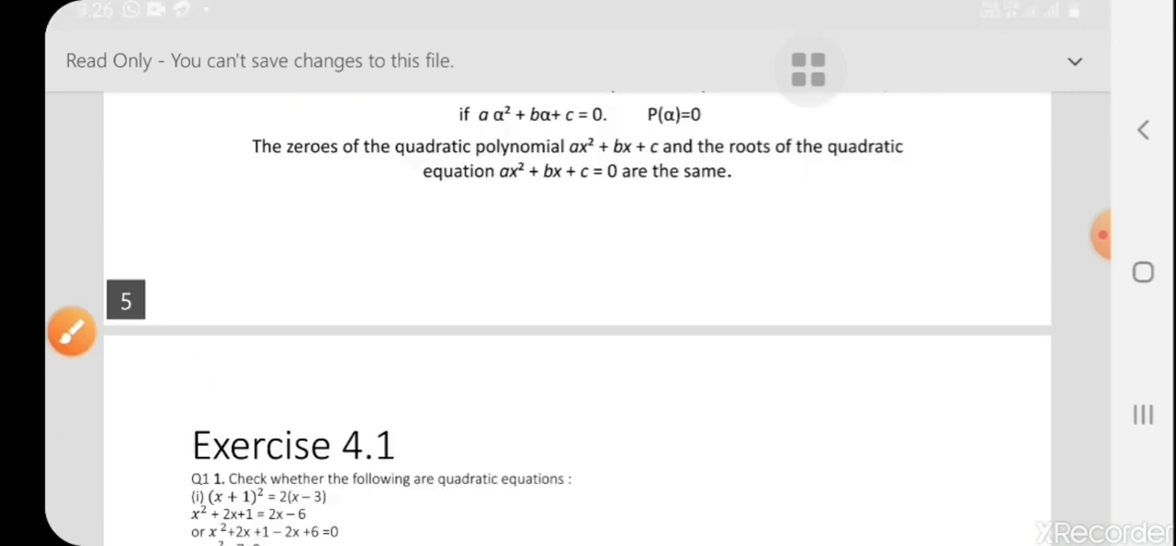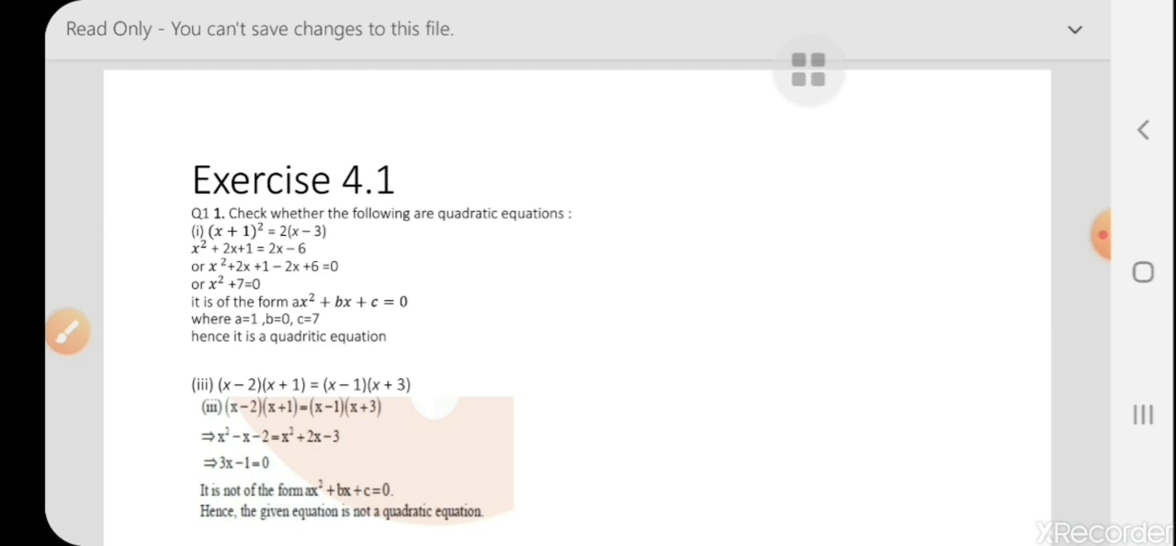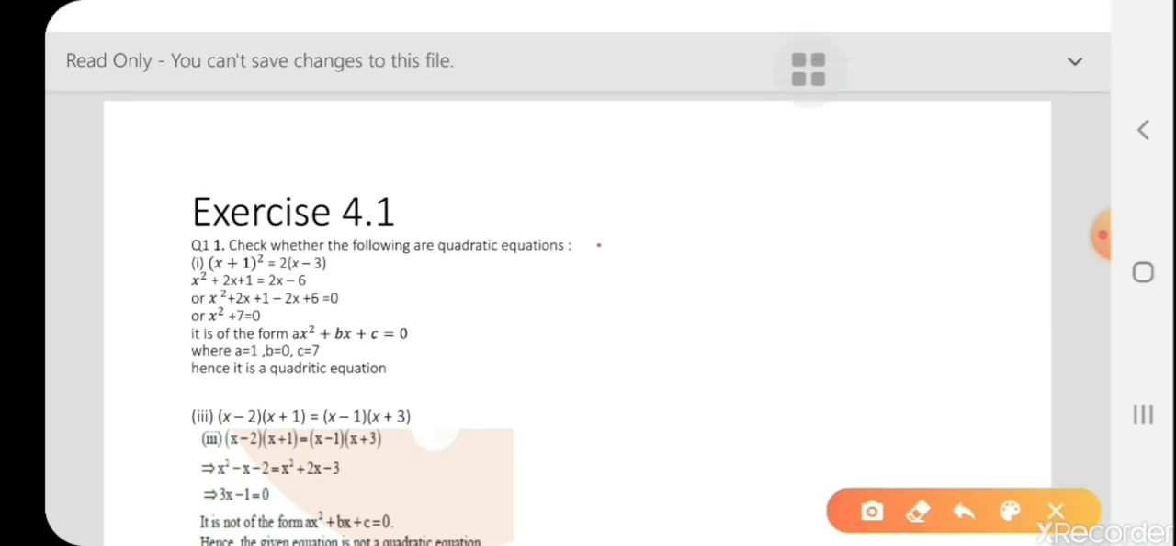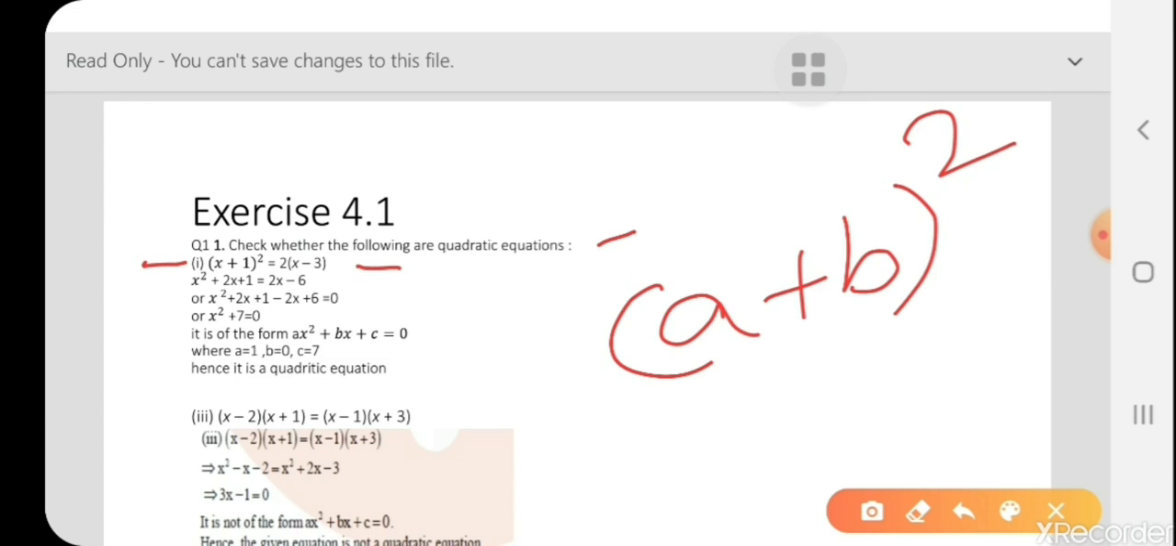Now I take one example from exercise 4.1. First I read the question: check whether the following are quadratic equations. That means an equation is given, and you have to find out whether it is a quadratic equation or not. Now how can you find out? Focus on the question: x plus 1 whole square is equal to 2 into x minus 3. This is the identity a plus b whole square, which we use as a square plus 2ab plus b square.